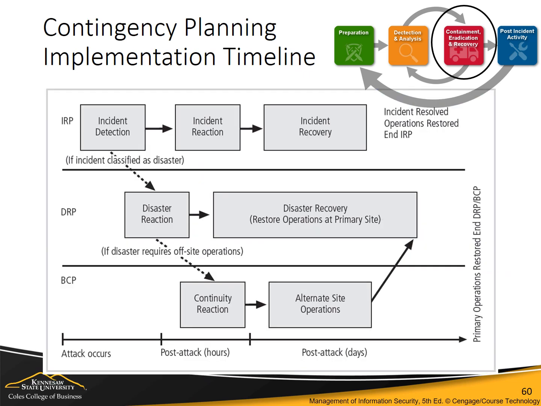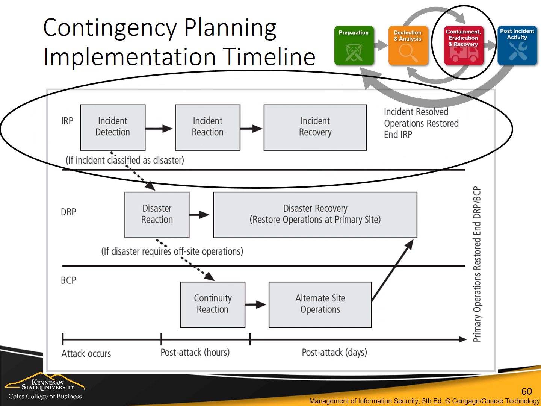To summarize, we know that companies need to have a plan on how they will respond to unexpected situations. Let's now look at incidents, disasters, and business continuity all together. First, an incident is detected. If the incident isn't a disaster, then you react and resolve it, completely recovering.